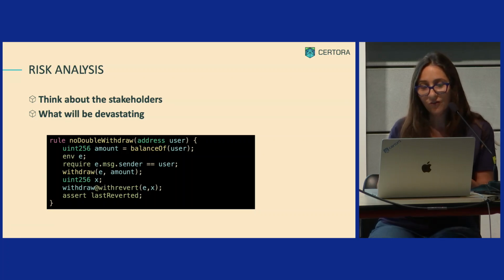So if I withdraw all my balance, I shouldn't be able to withdraw again. This is like no double withdraw. If I can withdraw anything, even one, after I withdraw all my amount, something is wrong. Someone will use this option to withdraw more than the system holds. Okay, so those are the risk analysis properties.